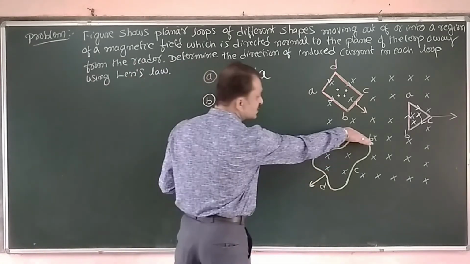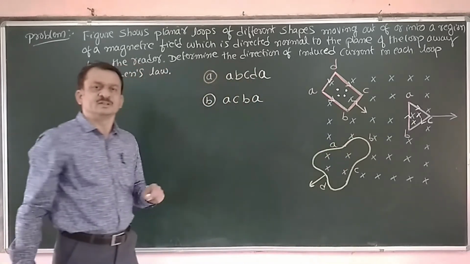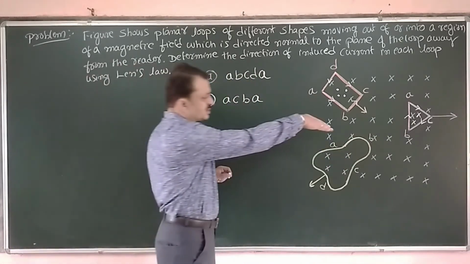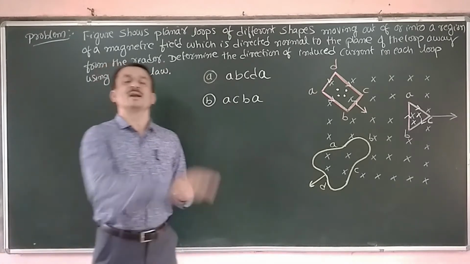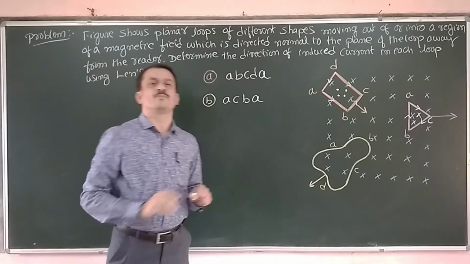Now the third loop is moving away from the field region. That means it is going from a higher field region to a lower field region. Magnetic field lines are decreasing.